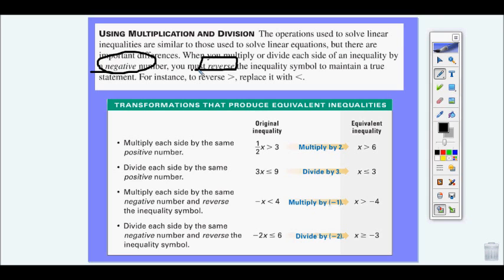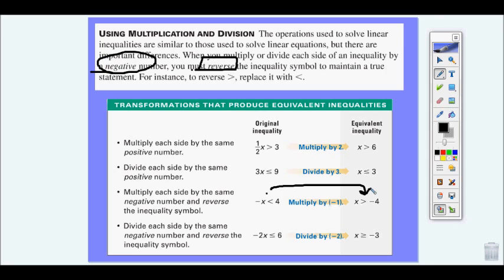Okay, so if we look at just the chart here, we have 1/2 x is greater than 3. We know that we would need to solve for a single variable. So we're going to multiply both sides by 2. Inequality symbol stays the same. If we jump down to the third one, negative x is less than 4. We need to multiply or divide by a negative to get a positive single variable. So if we multiply each side by a negative 1, you're going to notice that the symbol then reverses. The same thing is true in the last example.